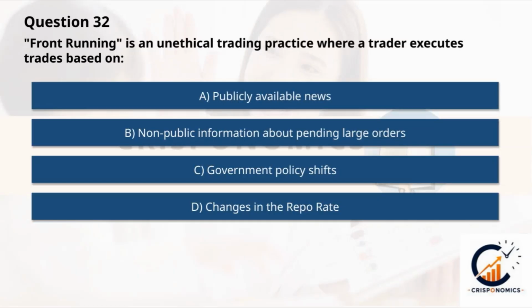Let's talk about front-running, an unethical trading practice that happens when a trader acts on information before others can. This could be public news, government policy changes, non-public details about big upcoming orders, or shifts in the repo rate. The key issue is using that knowledge to trade ahead, gaining an unfair advantage. Understanding these triggers helps us spot and prevent front-running in the markets.